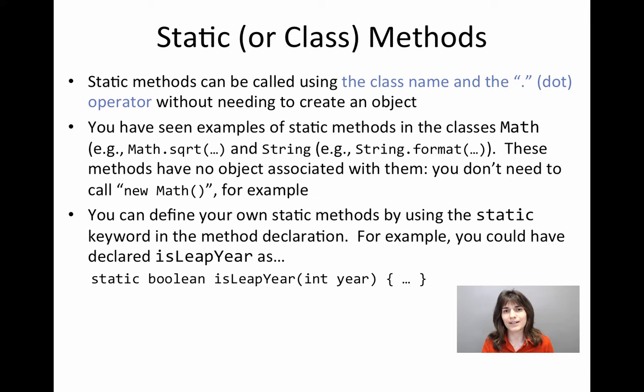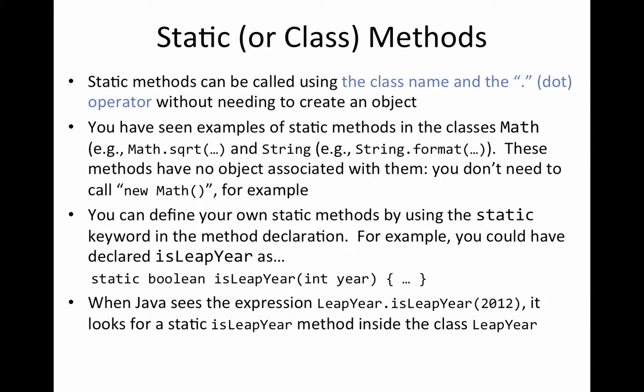We can even define our own static methods in our code. All we have to do is place the keyword static at the header of the method that we are writing. For example, if we write static boolean isLeapYear, in the parentheses int year, that will mean that the isLeapYear method is now static. It can be called by class name dot isLeapYear.